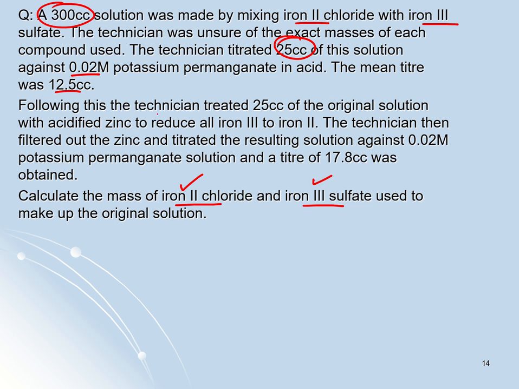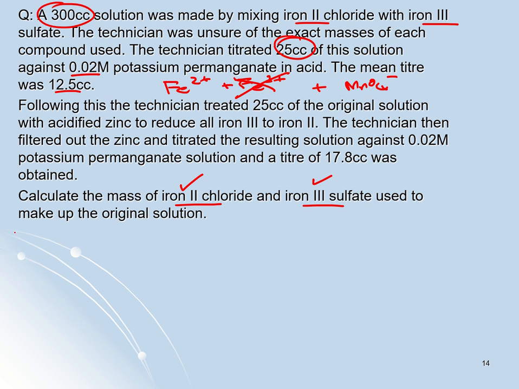Now, this solution contains iron 2 and it contains iron 3. The really important part is that you realise that when we titrate against permanganate ions, the iron 3 in there does not react with permanganate. So these titres are only going to give us a measure of the amount of iron 2 that is present in the solution.